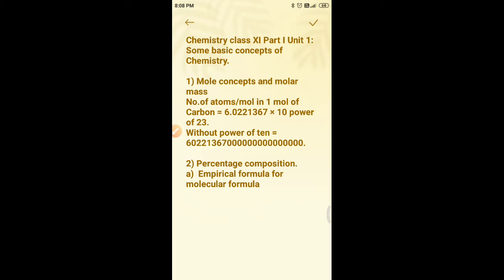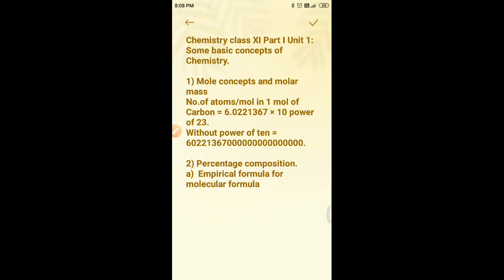In the same way, we can calculate the mass percentage of oxygen. Oxygen has an atomic mass of 16, divided by 18.02, the molar mass of water. So 16 gram divided by 18.02 gram × 100 is equal to 88.79 percent of oxygen present in water.